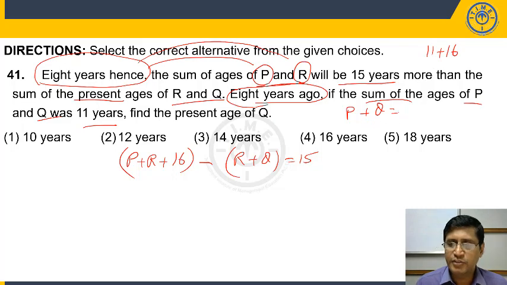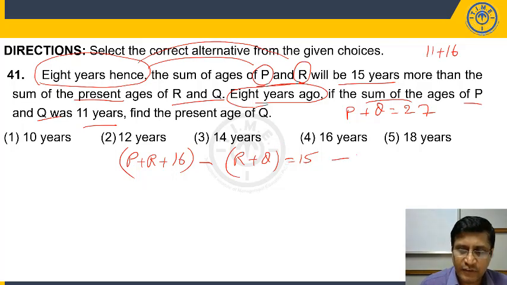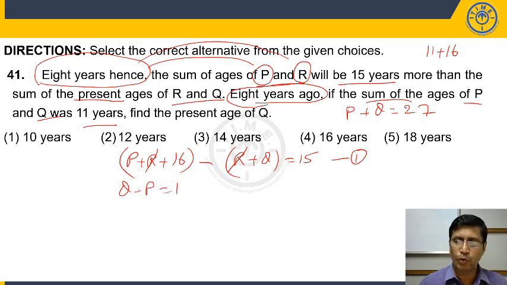The 8 plus 8 is equal to how much? It is 16. 16 plus 11, 27. So P plus Q is equal to 27. On solving these equations, positive R and negative R we can cancel. Then what is the remaining? Remaining is Q minus P is equal to 1. Q plus P is equal to 27.